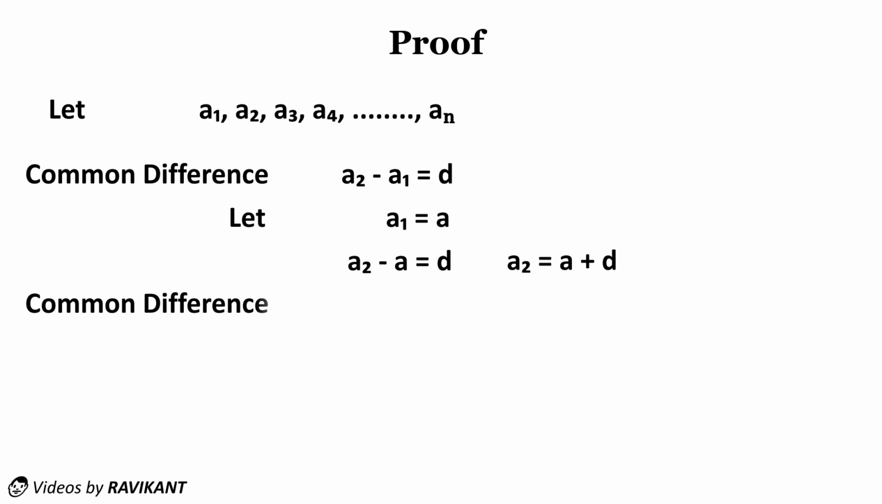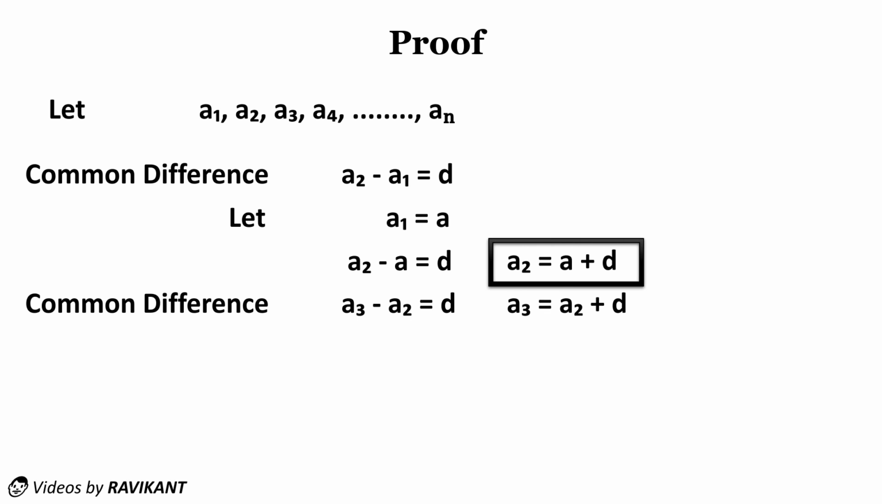Now from the next two terms, we can calculate the common difference. a3 minus a2 is equal to d. Taking a2 to the right side, we get the following equation. We know the value of a2 is equal to a plus d. So put the value in this equation, then we get a3 is equal to a plus 2d. Just for simplicity, we can write a3 is equal to a plus 3 minus 1 into d.